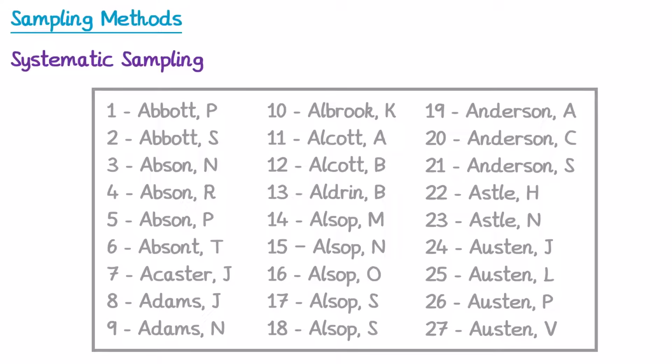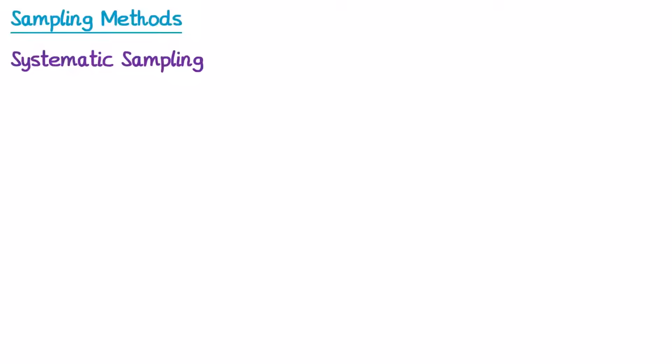There's one more thing we need to look at with systematic sampling. Imagine we had a population size of 63 and we wanted a sample of 8. When we compute the k value, we do 63 divided by 8, which gives us 7.875. Now this is problematic because it's not an integer.